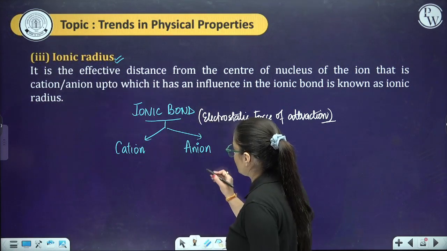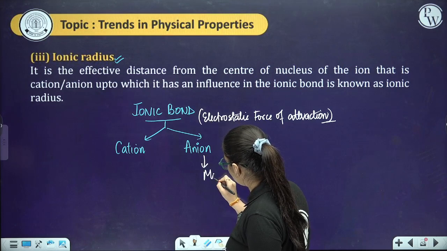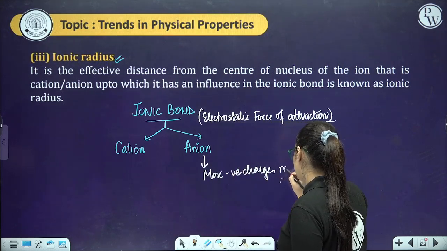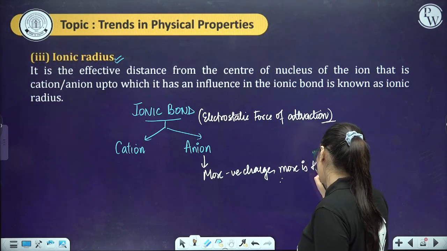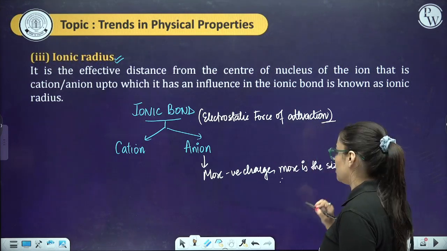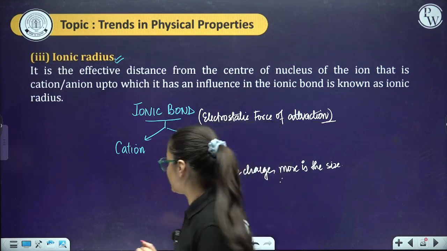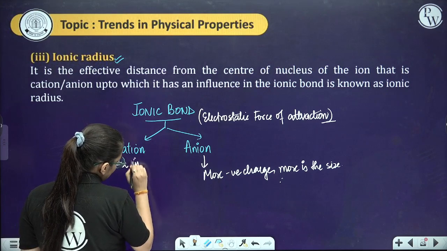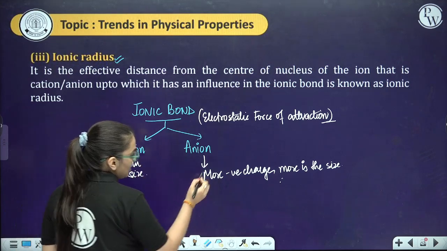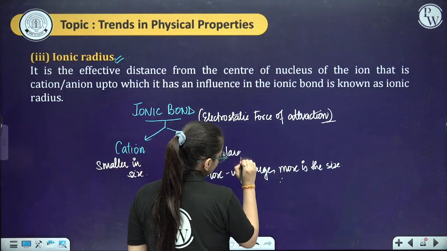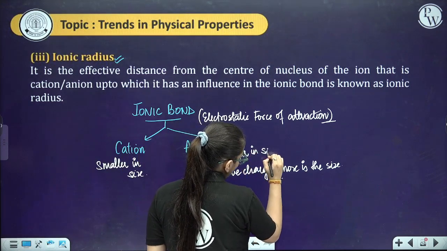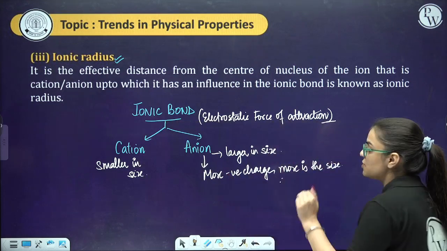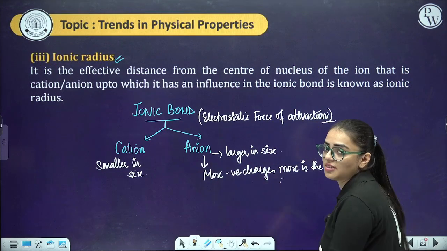Always remember, more the negative charge, more is the size. More the positive charge, lesser is the size. Remember, cations are smaller in size and anions are larger in size. Clear everyone? More the negative charge, more is the size. More the positive charge, lesser is the size.